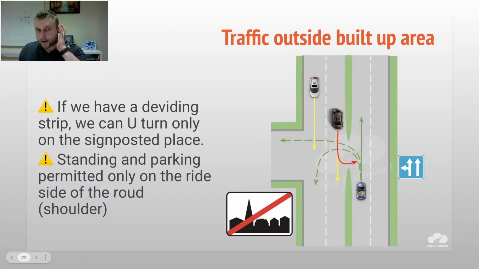Standing and parking are permitted only on the right side of the road shoulder. So it means that if we want to park or stand our car, we can do it only at the maximum right position. We cannot use the dividing strip for that.